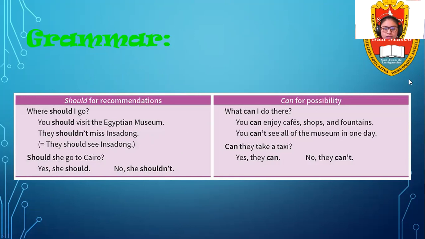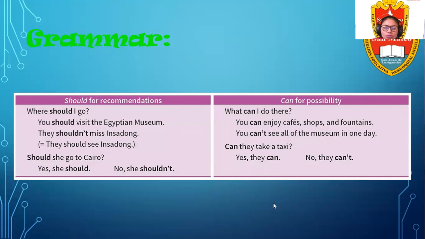Okay? And examples of can. What can I do there? So I'm asking about possibilities. So you can enjoy cafes, shops, and fountains. You can see all of the museums in one day. Can they take a taxi? That's a question. Yes, they can, or no, they can't.